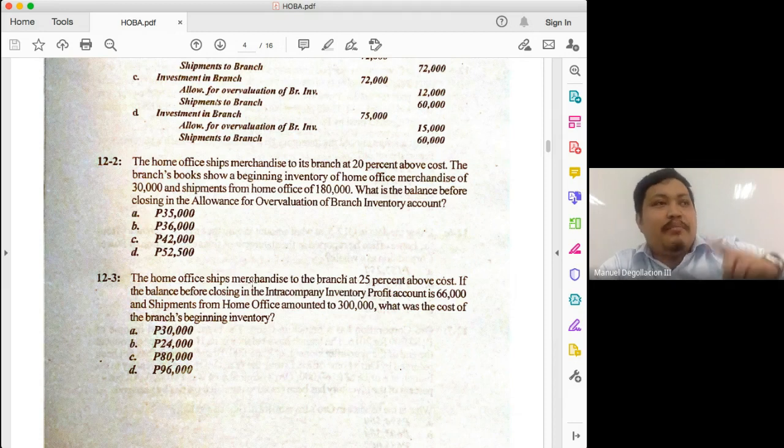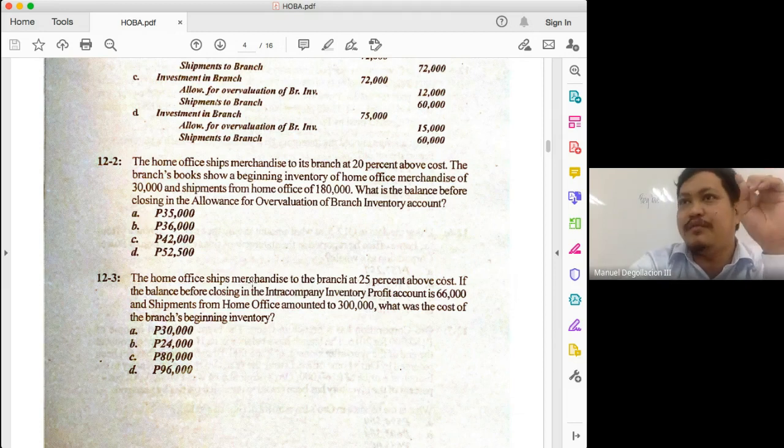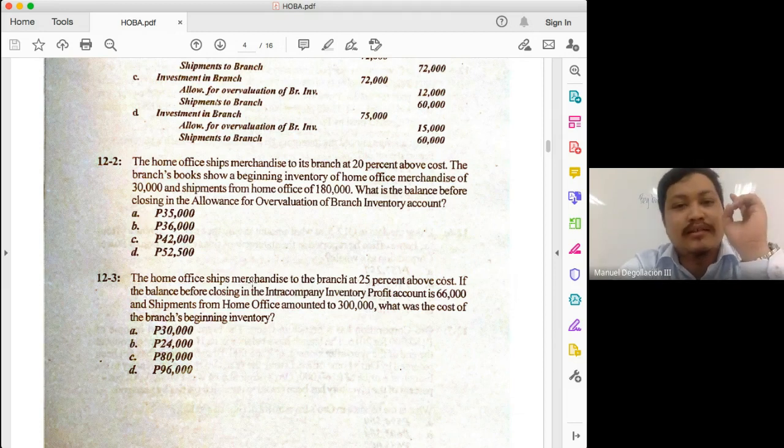Okay, how much is the beginning balance of the allowance account? As what we have answered earlier, how much, class? It's 5,000. First question, how much is the beginning balance of the allowance? 5,000. Second question, how much are the total shipments to branch during the year? 150,000. Okay. So how much then is the markup on the shipments, class? It would be 30,000.